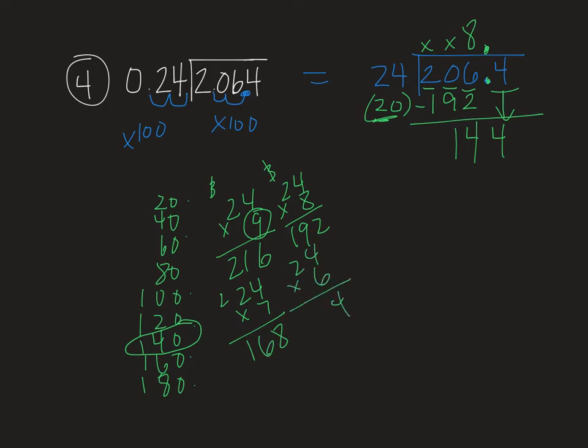6 times 4 is 24. Carry the 2. 6 times 2 is 12, 13, 14. Perfectamundo. 6 groups of 24 takes care of everything that was left in my number. And that means I can have 8 and 6/10 groups of 24 to get to 206 and 4/10. But that also means that 8.6 groups of 2400ths will get me to 2 and 64,000. I'm telling you, for real. Check it with a calculator. The calculator will show you.